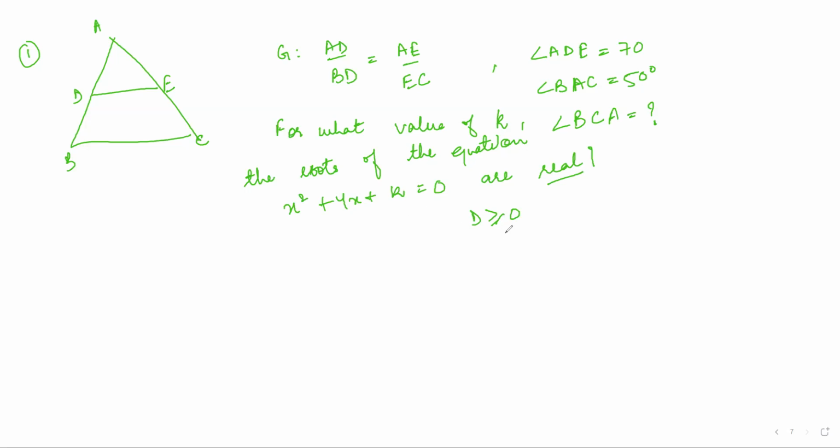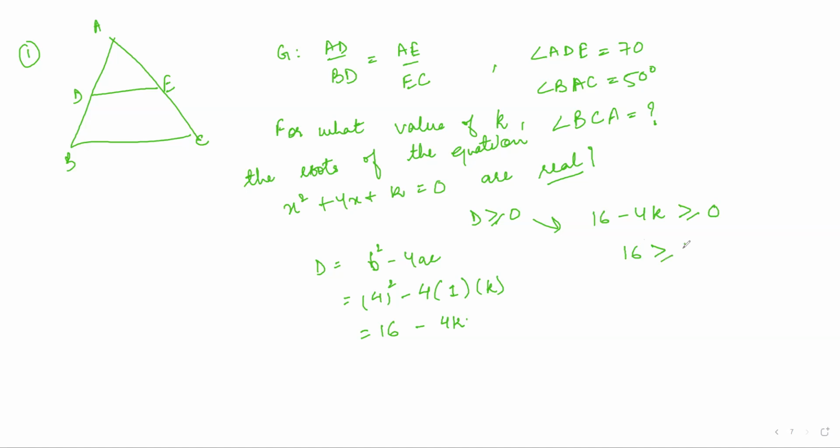Yes. So you find the determinant here. What is D equal to? D is b square minus 4ac, right? Yes. Okay, so what is b here? That means 4 whole square, and minus 4 into a is 1 and c is k. So this is 16 minus 4k. For real roots, this 16 minus 4k should be greater than or equal to 0, right? Yes. So 16 should be greater than or equal to 4k.